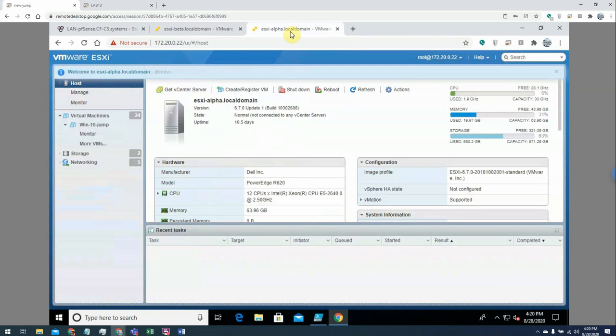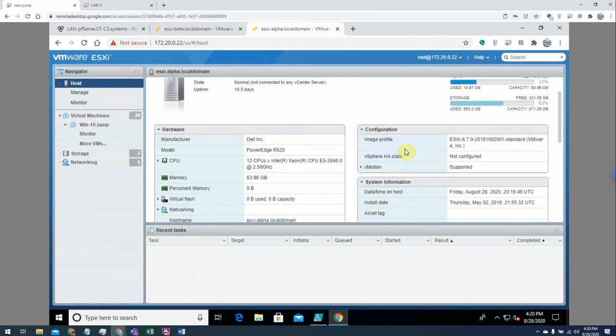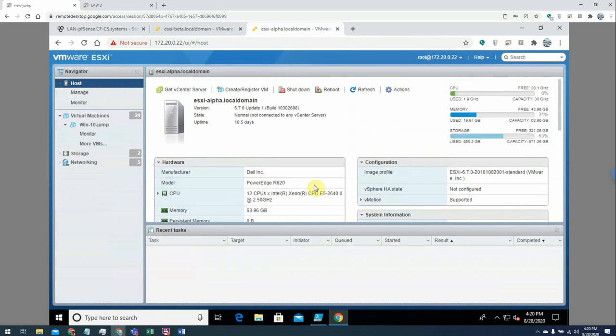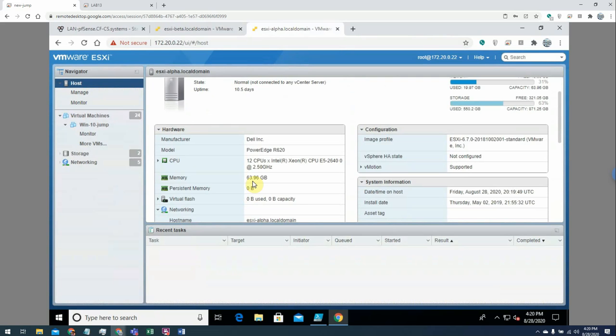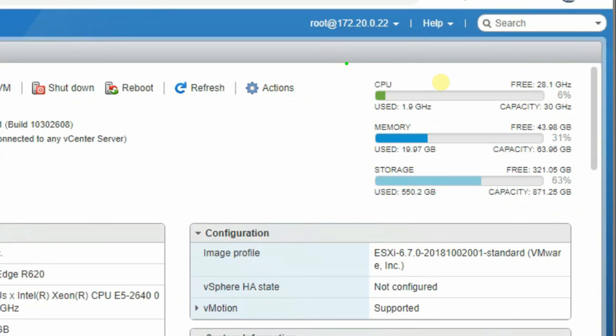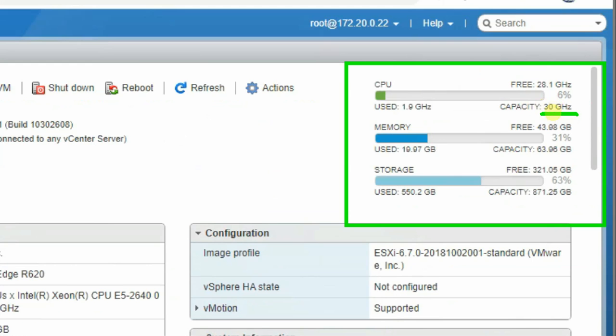Okay, alright, so here's ESX Alpha, and you can see the resources on here. It's about 64 gigs of memory, give or take, and 12 CPUs, which really equate to, you can make a lot of virtual CPUs. Really what it comes down to is what is the capacity, right? You're talking about 30 gigahertz. This is how much is being used, and I could delete a lot of this to free up some space.